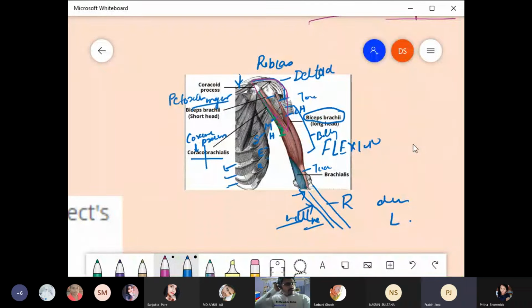You can see it as many number of times, but you need to have the information of the precise origin and the insertion locations of these muscles.